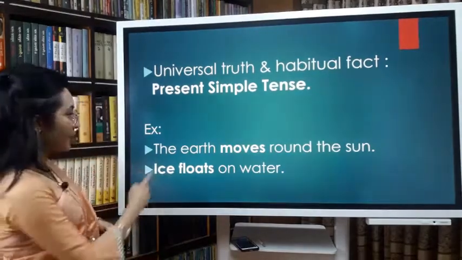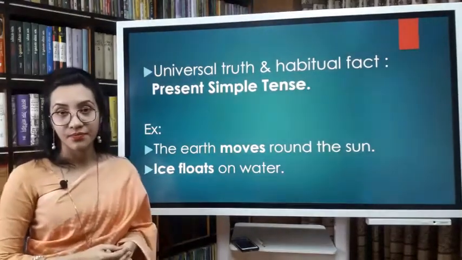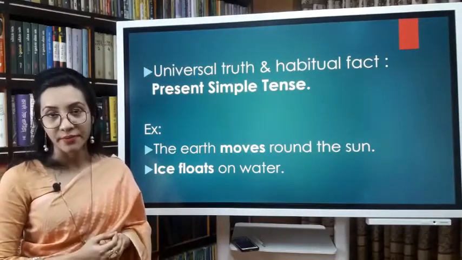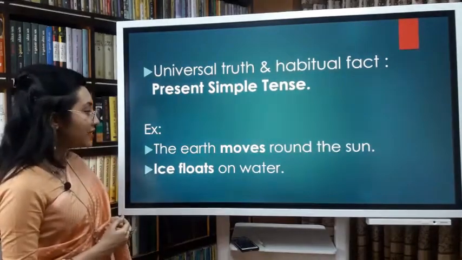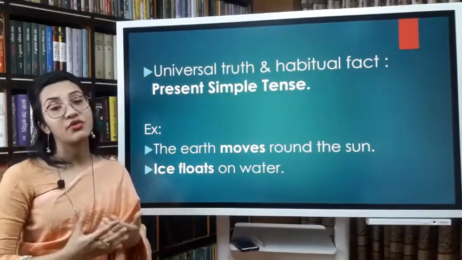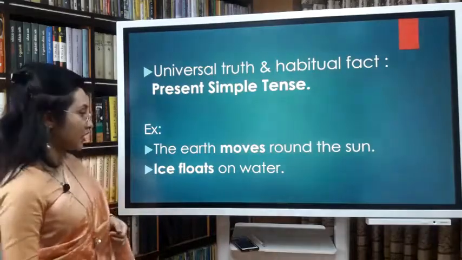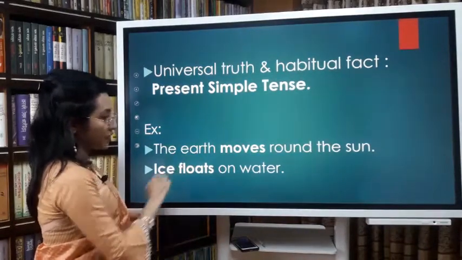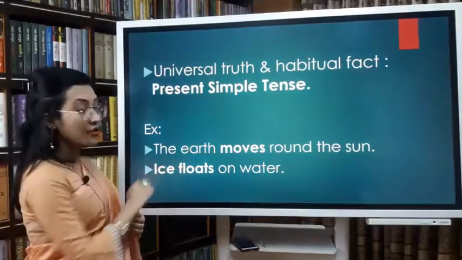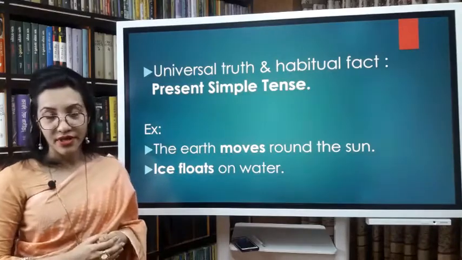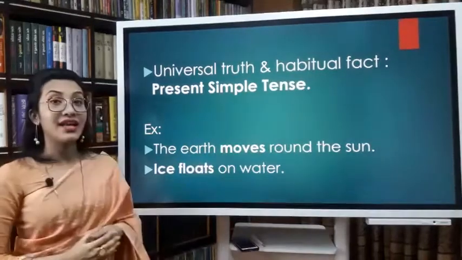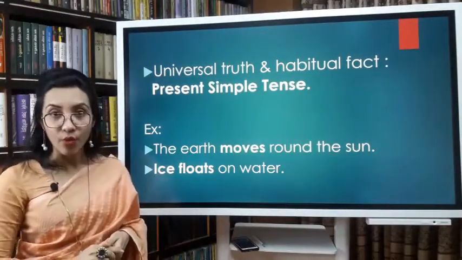Let's see the example. The earth moves round the sun. এই এক্সাম্পলটি আমাদের একটি ইউনিভার্সাল ট্রুথ বা সত্যকে প্রকাশিত করে। On the other hand, the second one, ice floats on water. This is also an example of universal truth or a general fact. In these cases, what have we done? Look at the first example. The earth moves round the sun. The subject of this sentence is the earth, which is third person singular number. And for that reason, the s has been added at the end of the verb move.